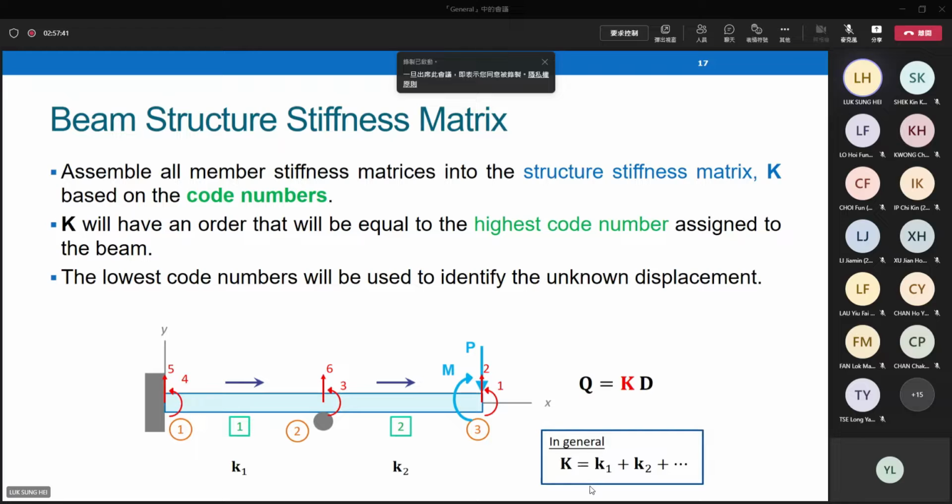For the structure series matrix, we have some experience before in truss structures. For beam, we follow the same procedures. You can assemble or add up all element matrices together to form the whole structure series matrix according to the code number orders, depending on how you assign 1, 2, 3, 4, 5, 6 for the structures. The dimension of the structure series matrix is identical to the highest code number. So you can understand the size of big K at the beginning, even before finding small k.